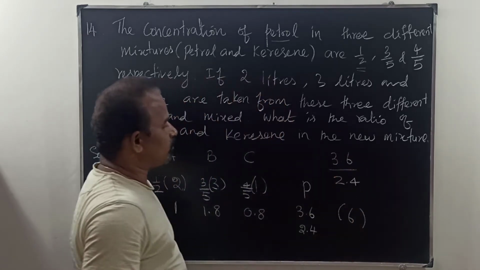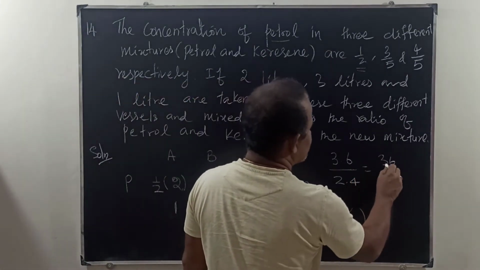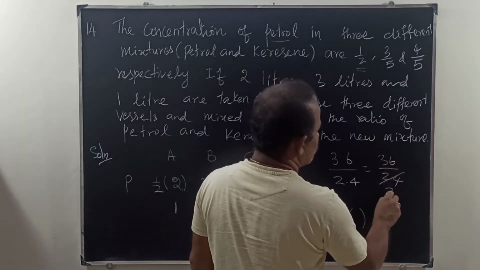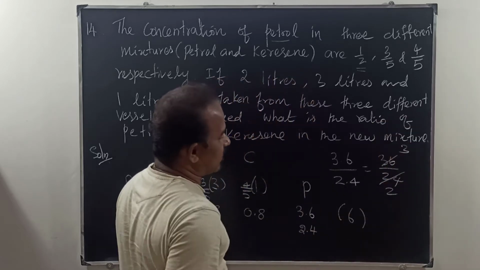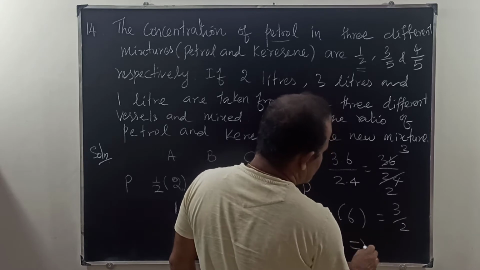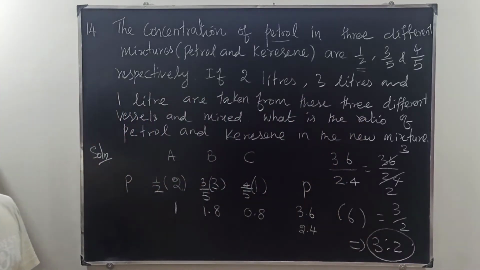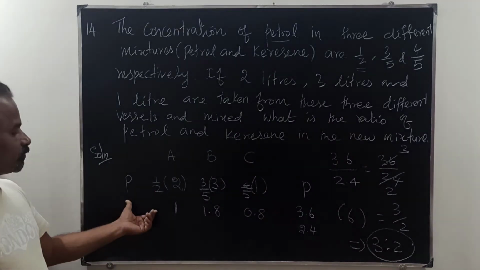The ratio is nothing but A by B. So therefore, this is equal to 36/24. 2 12s are 24, 3 12s are 36. Therefore, the ratio is 3/2. This is nothing but 3:2. The answer is 3:2.